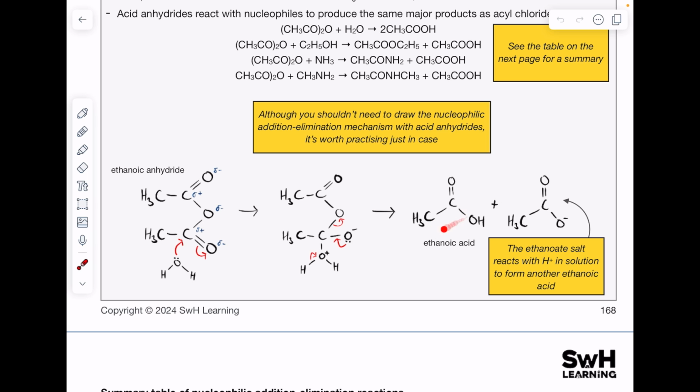So our product is quite straightforward here to see. It's going to be ethanoic acid, obviously, but because this is our leaving group, every single time we'll be producing an ethanoate salt. And actually what happens is it reacts with H+ in solution to form another ethanoic acid, in this particular example when water is your nucleophile.